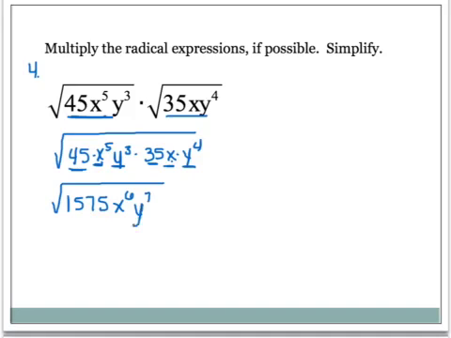Now, for part of your homework tonight, besides watching this video, is to finish this problem. 1,575 is not a perfect square, so you need to break it down into factors that are perfect squares.